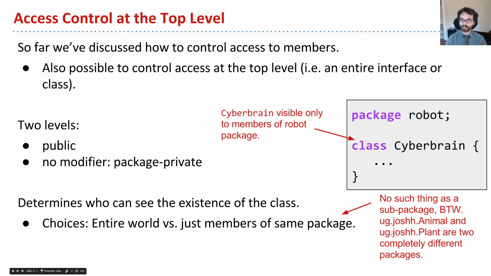Now, one quick thing I do want to note is that there's no such thing as a sub-package. While it might seem that maybe animal and plant are different sub-packages of the ugg.josh package, they are not. They're actually considered totally distinct packages. They just happen to share a couple of folders. So it just doesn't know.